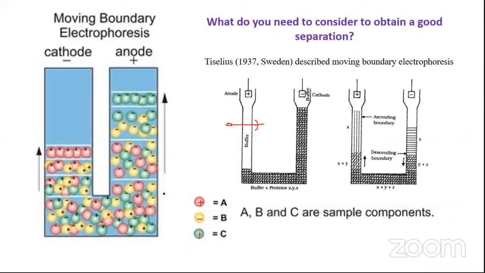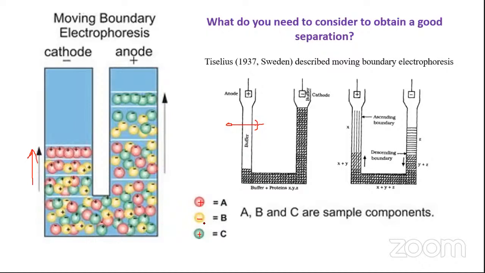So essentially, to what end will A move? Essentially, A will move towards the cathode because it's positively charged. So it will tend to move in this direction, considering this arrow as the direction of movement of A. So all A from here will get concentrated somewhere here, right?